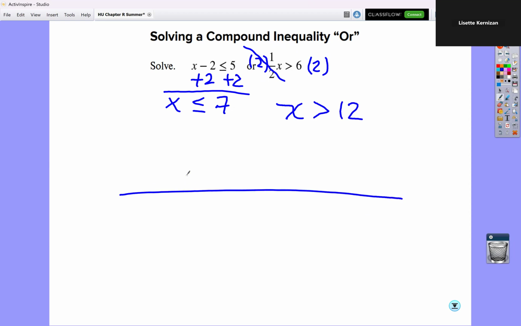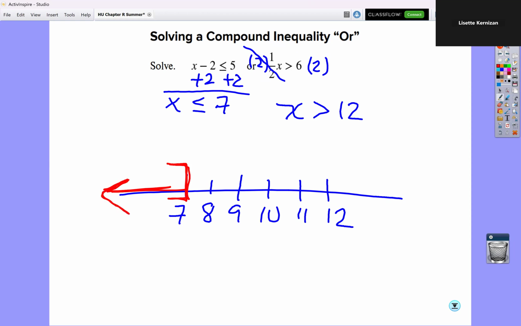So what does this look like on a number line? You have a 7, 8, 9, 10, 11, 12. And then at 7, I'm going to the left, and I have a bracket, so my graph looks like this. At 12, I'm going to the right, and I have a parenthesis, so I'm going this way. So that's what an OR example would look like.